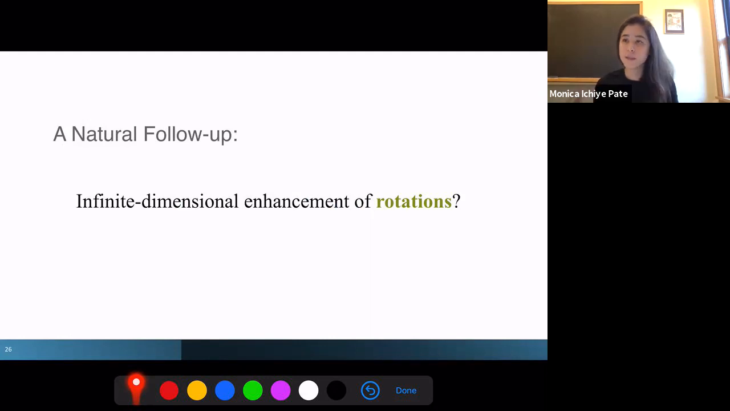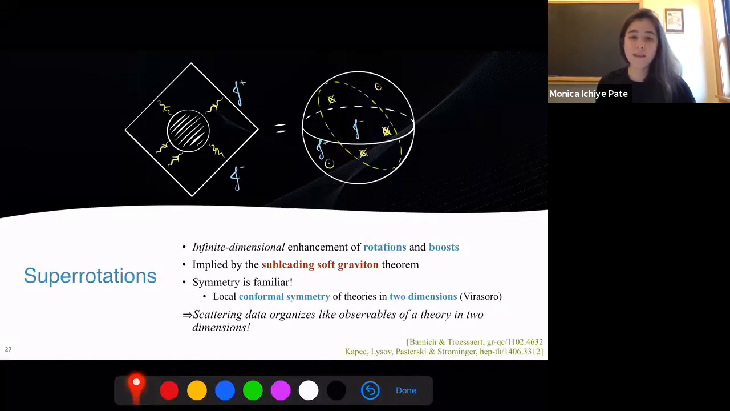Okay, so I just spent the last several slides sketching a variety of ways in which the story of supertranslations generalizes to other contexts, when in fact the most simple generalization one could imagine is an infinite dimensional enhancement of the rotations. And indeed, in theories of gravity, there is an infinite dimensional enhancement of rotations as well as boosts, since these theories are relativistic. This class of symmetries is called superrotations, and they also follow from a type of soft theorem. It turns out that scattering amplitudes involving the emission of a soft graviton do not just admit universal behavior at leading order in the energy of the graviton, but also at subleading order. Previously, we saw that the supertranslations followed from the universal behavior associated to a pole in the graviton energy.